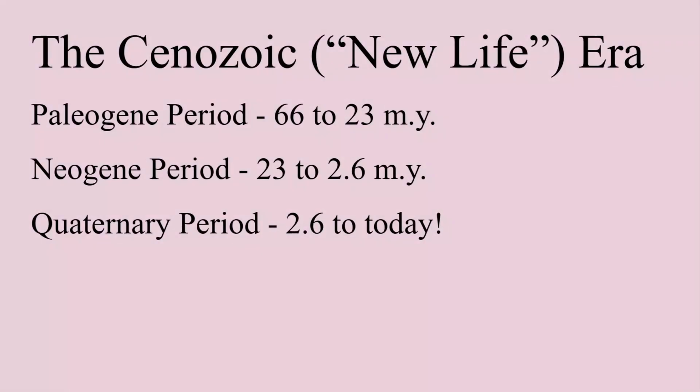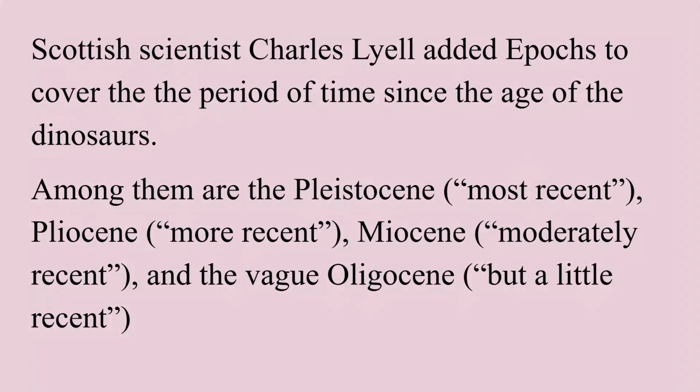Now, you would think that would be enough, right? No. Charles Lyell added epochs to cover the period of time since the age of dinosaurs to today. And again, I can't blame him too much because there's a lot more fossil evidence to go through and look at. So, all right, here we go. So we've got epochs from 65.5 million years ago to today. And those are the Pleistocene, which is the most recent, the Pliocene, which is the more recent, the Miocene, which is the moderately recent, and the vague Oligocene, which is but a little recent.